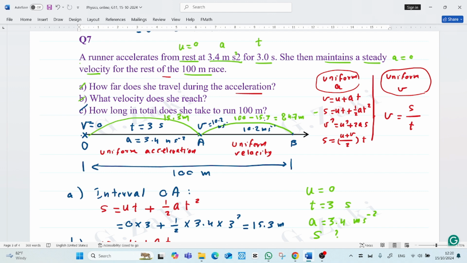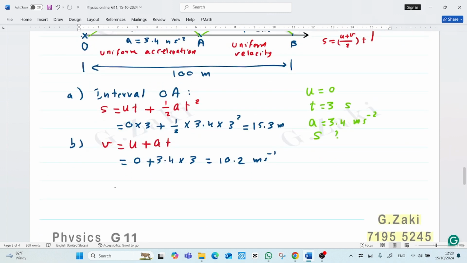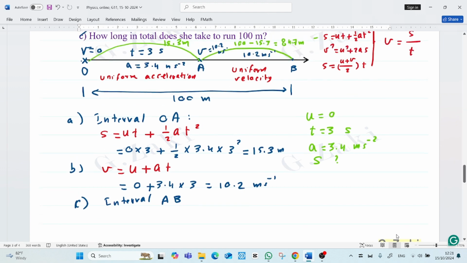How long in total does she take to run 100 meters? The time in the first interval already is 3. Now we need the time in the second interval. Then we talk about the interval AB. What do we have in that interval? It is uniform velocity. We have the velocity as given, 10.2 meters per second, and also we have the displacement, 84.7 meters. Then we use the formula for steady speed, V equals S over T.